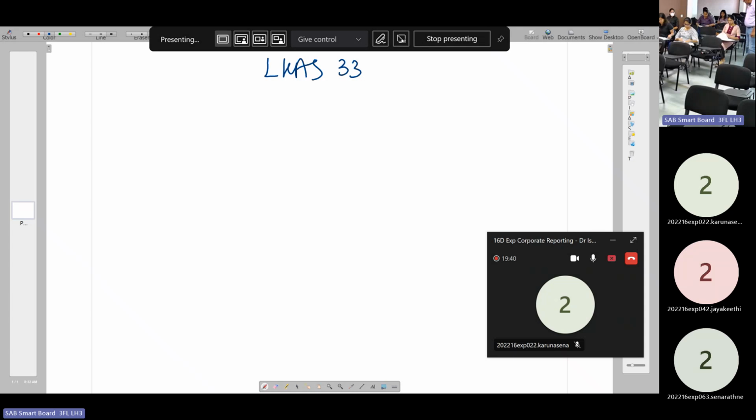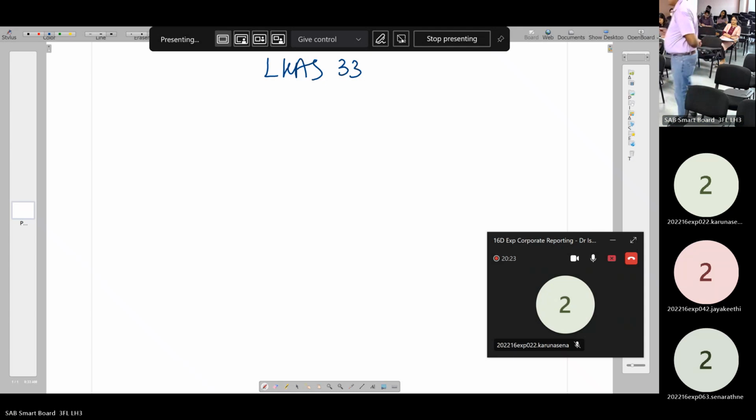What we were discussing in LKAS 21 was definitions, and we differentiated functional currency and the presentation currency. Then we divided these into foreign transactions and foreign operations. What is the difference between foreign transaction and foreign operation?